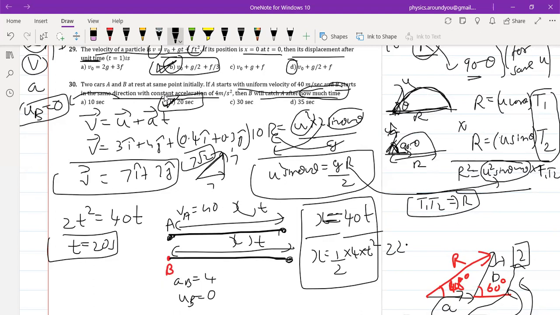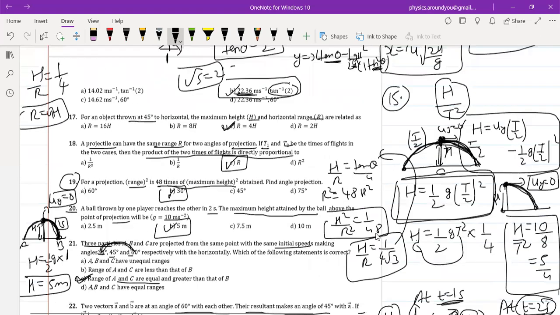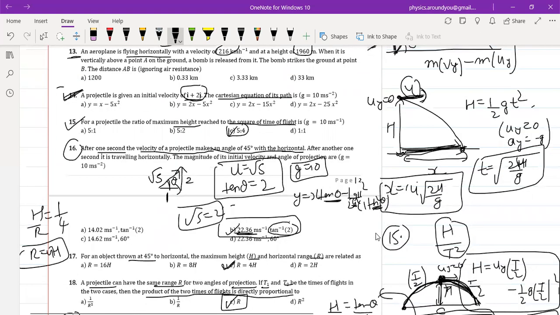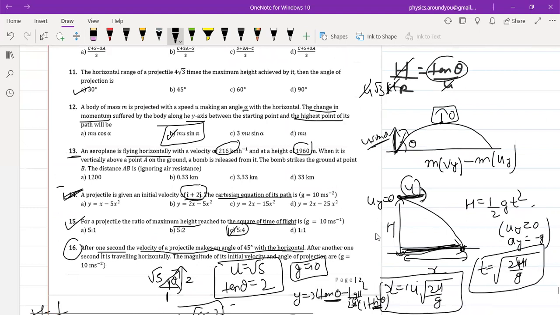For two objects to meet, they should be at the same position at the same time. So we can solve for t. If they ask where will it catch, you can put the value of t and find the value of x as well. So these were the CET solutions for this test. Most of them can be done within 1 minute 20 seconds or max 90 seconds.